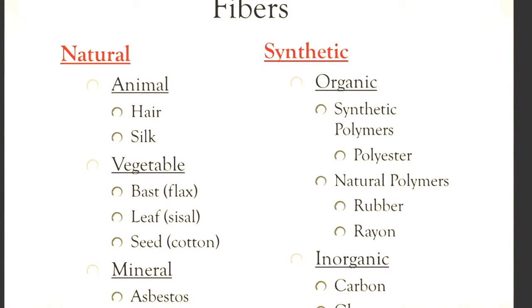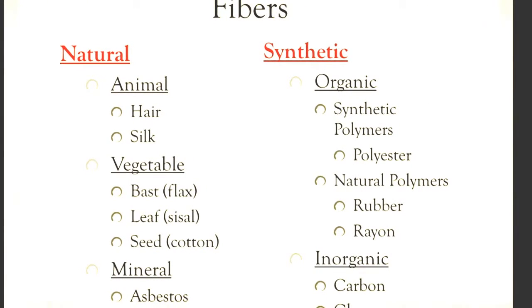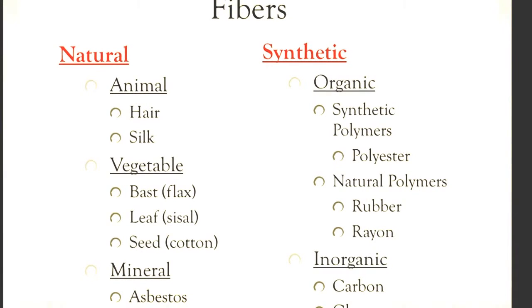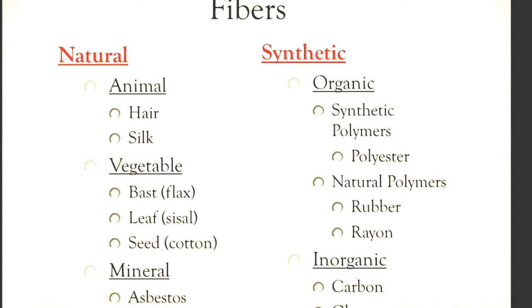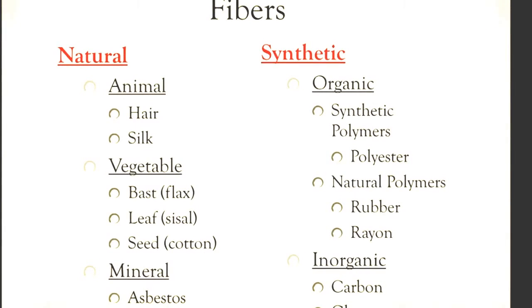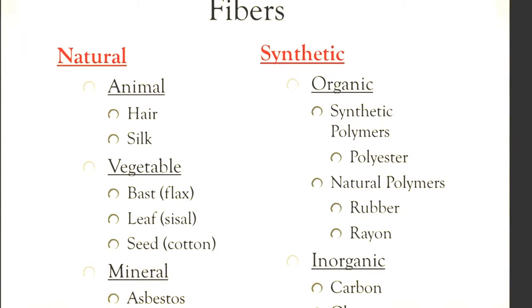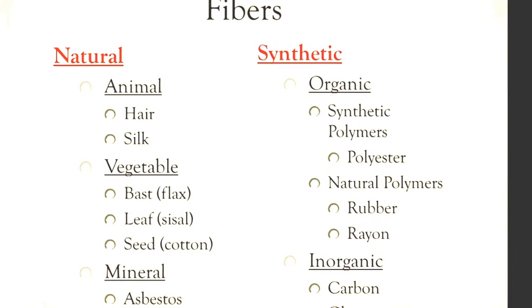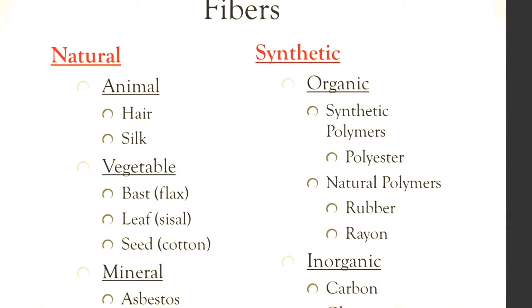I mentioned previously that there are two general categories of fibers, natural and synthetic. Natural fibers include animal hairs, vegetable fibers, meaning fibers that come from plants, and mineral fibers, like asbestos. Synthetics include organic fibers, such as polymers, like polyester, and inorganic fibers, such as fiberglass.